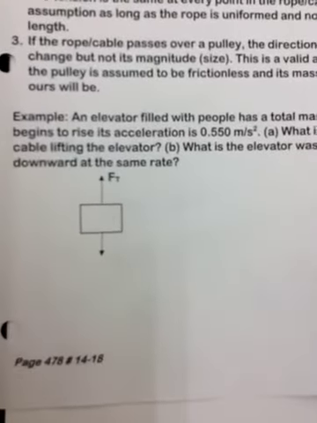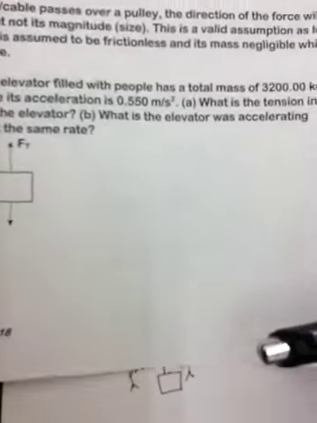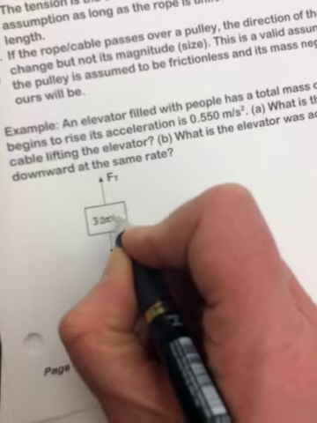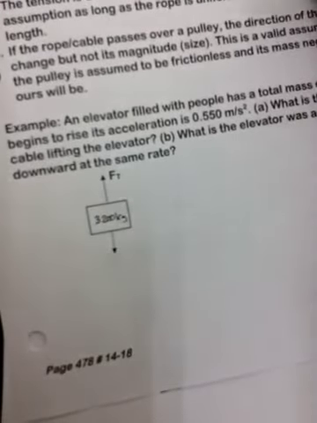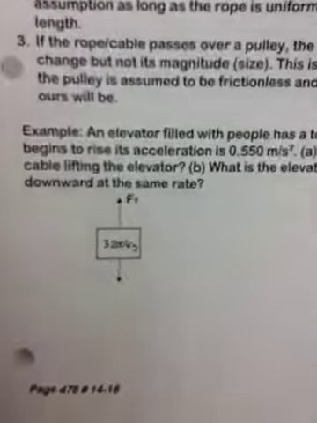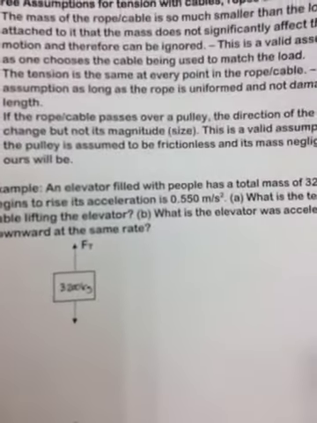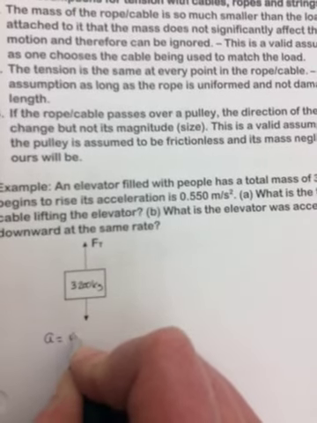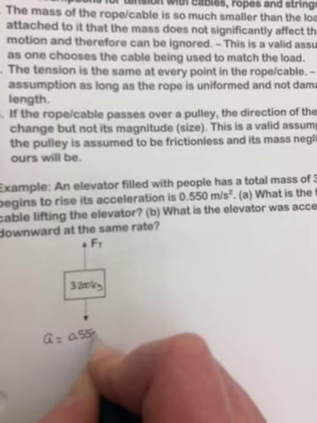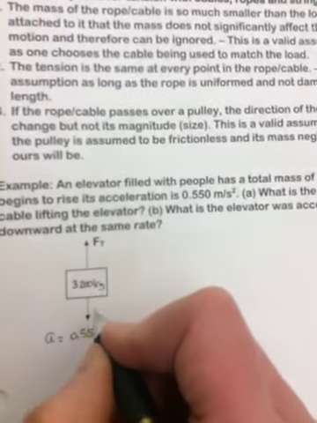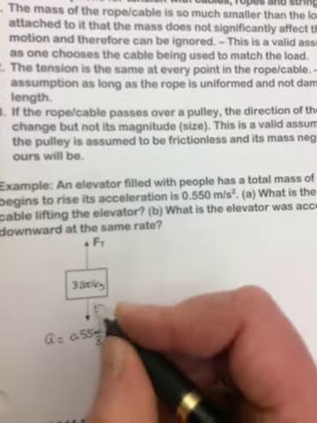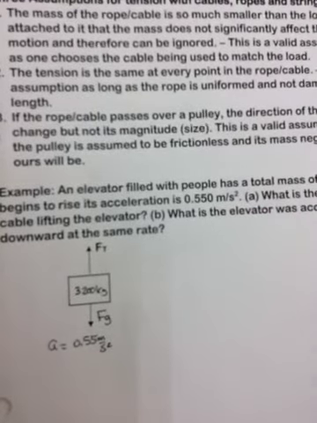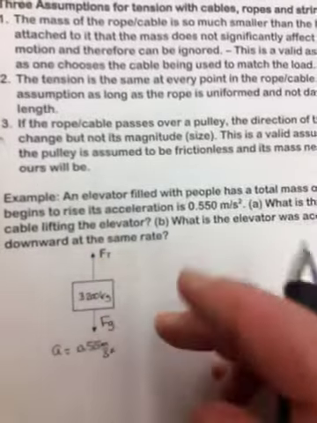So here's an example. It's an elevator filled with people that has a total mass of 3,200 kilograms. Okay? And it says that as it begins to rise, it accelerates. So it's going up and it's speeding up 0.55 meters per second squared. So acting down is the weight, and acting up will be the tension on the cable in the elevator. And the question wants to know, what is this tension in the cable?